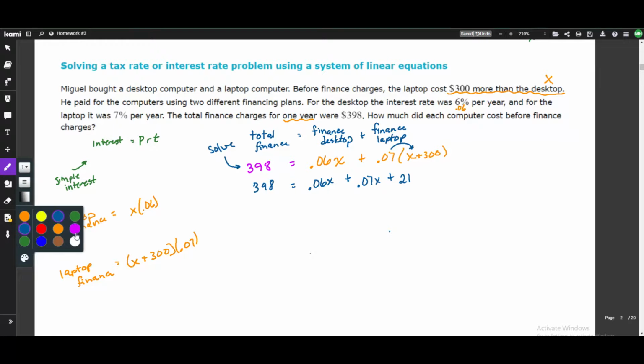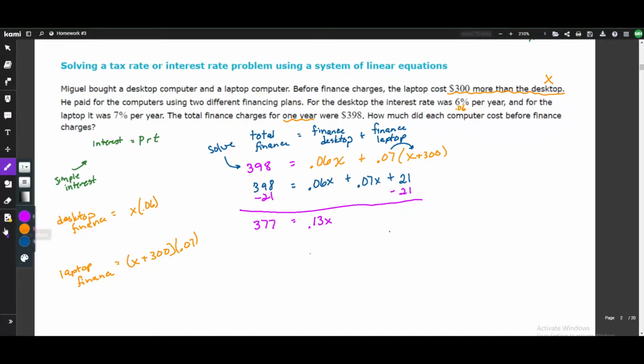And then we're going to see if I can keep all of my numbers straight and simplify this. So I'm going to subtract 21 from both sides. We're going to see if we can write this right. So this is 377 equals, and 0.06 plus 0.07 when I'm adding together is 0.13x. Those are like terms. Getting x by itself, I'm going to divide by 0.13. Now this will cancel out, and I just have x by itself.